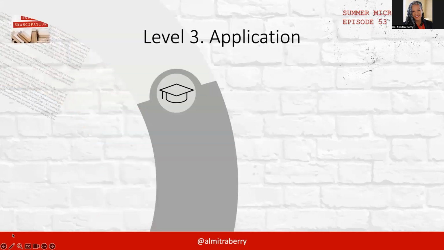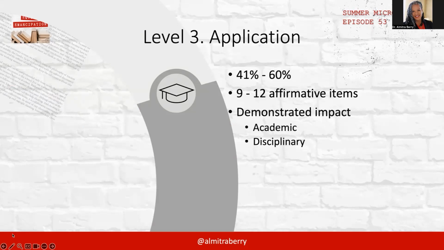Level 3 is application, and you're at this level if your score was 41 to 60% or 9 to 12 affirmative actions. We see this level when both school leaders and district leaders are recognizing the academic and socio-emotional benefits of equity. When we have evidence, there is demonstrated impact, both in academics and discipline. When the culture starts to shift in your DEI initiatives, the curriculum and strategies, your policies and procedures, your professional learning are in place. And we can see we have some evidence across all three domains.